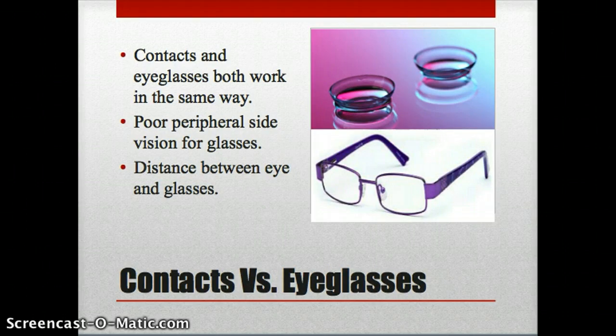And contacts versus eyeglasses, we know that contacts and eyeglasses both work in the same way. However, eyeglasses cause poor peripheral side vision, and the distance between your eye and the glasses itself causes distortion. In fact, the optic zone of eyeglass lenses is the entire lens surface. The optic zone of contact lenses is only a portion of the lens, which is surrounded by the peripheral fitting curve that does not affect our vision.